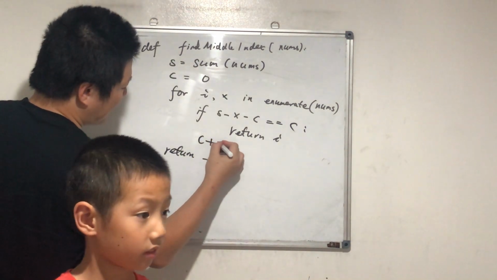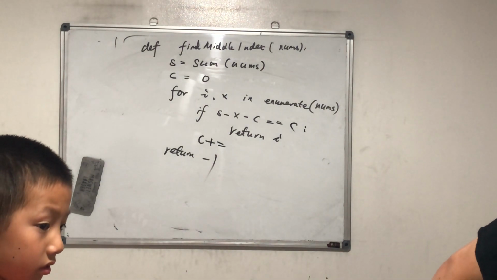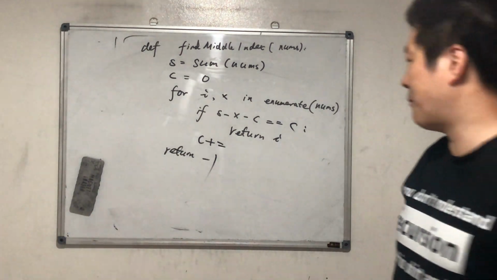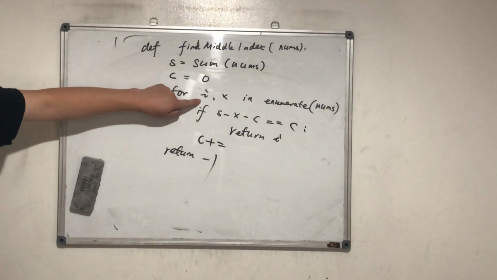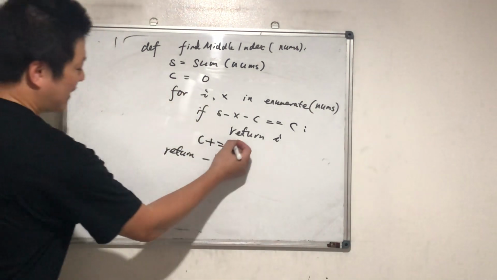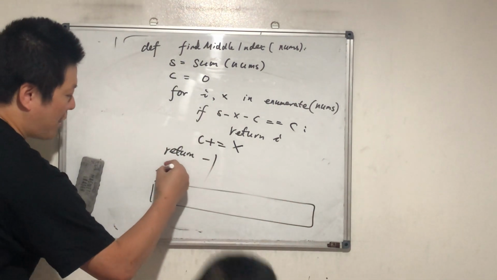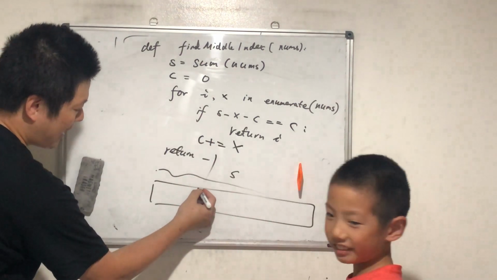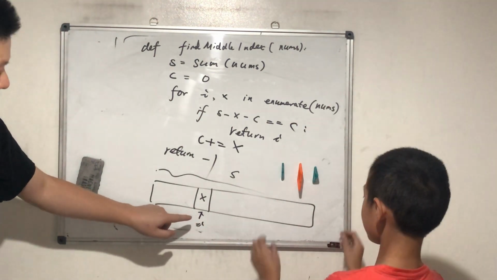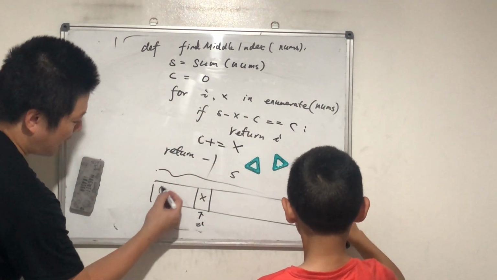There's one thing missing, which is C. We need to update the C. C plus equals what? What's i? Index. What's x? The value. The sum up to x. Look, I just drew this picture: the whole sum is S, and now I'm at X. This is X, and this is the index i. The index i points to X, and C is the sum of the values up to X.